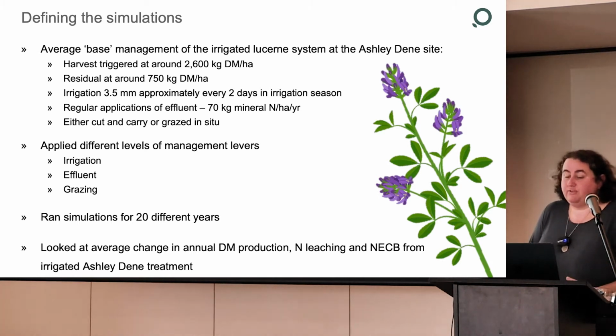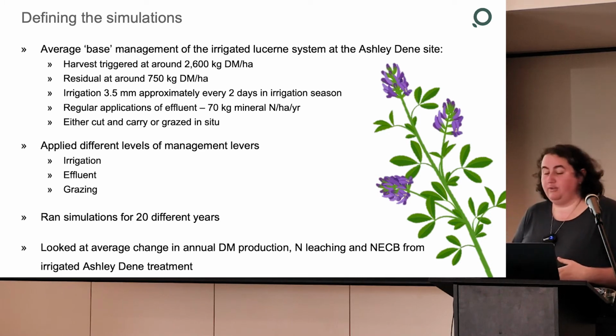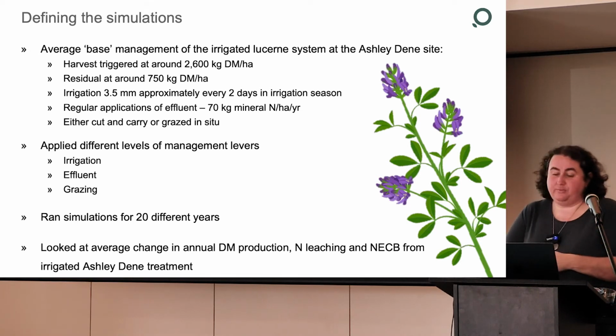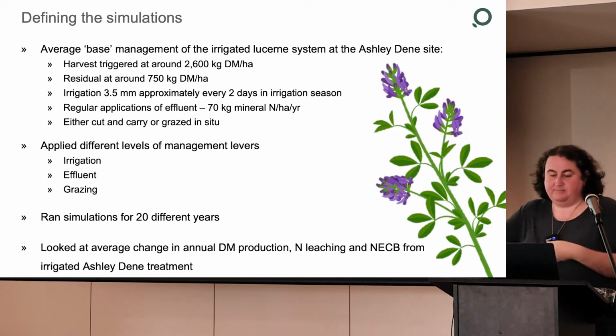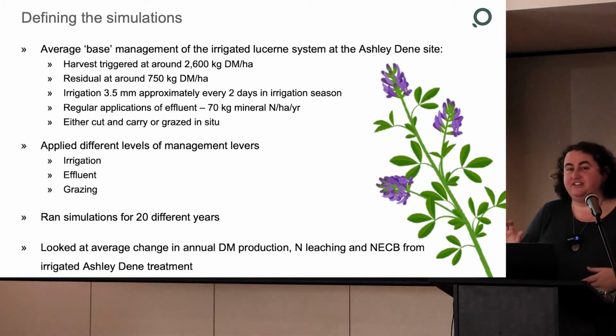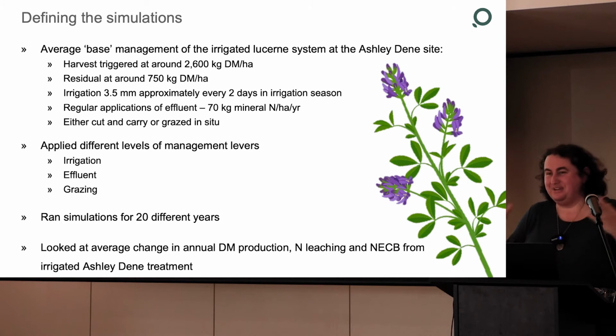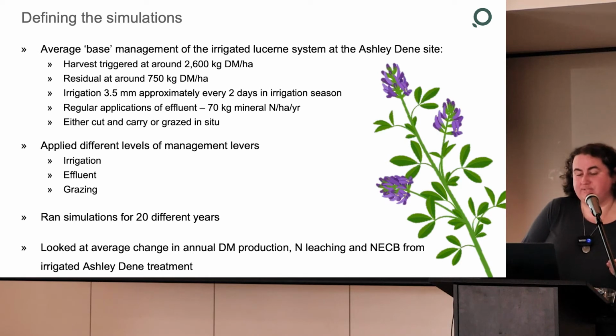The simulations were run for 20 different years, and that allowed us to capture some of the interannual variability in weather patterns, and as Scott showed, there were different outcomes in different years depending on the weather. And then we looked at the average change in production, leaching, and net ecosystem carbon balance compared to the Ashley Dean irrigated treatment, so that base simulation as I defined above. So that was the process. I appreciate this is skirting over a lot of detail, which I can't go into, otherwise we would be here all day, but I'm very happy to talk with people who are interested afterwards.